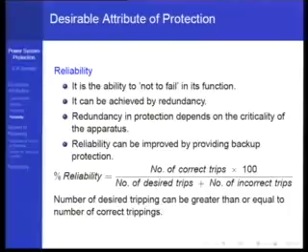This definition or this measure of reliability is 100% only if the number of correct trips is equal to number of desired trips, and therefore the number of incorrect trips are 0. If the number of correct trips is equal to number of desired trips, but there were some incorrect trips, even then the reliability will not be 100%. So that's why it's a combination.